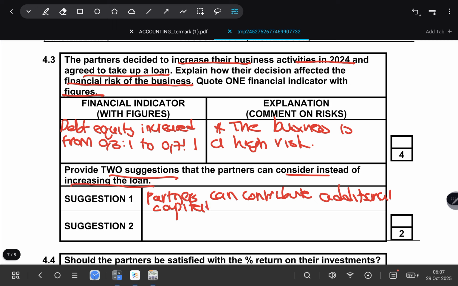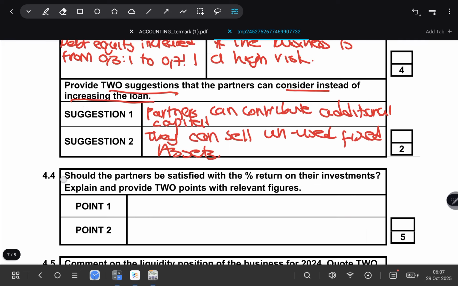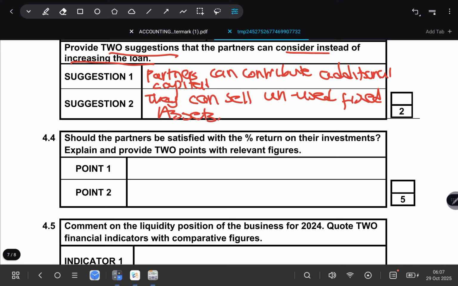Okay, maybe they can ask from their own families, for example, and then pay them late, but they don't have to go to the bank. Now there's another thing that they can do. They can sell unused fixed assets. If there are any fixed assets that they are not using, they can sell them so that they can generate money.